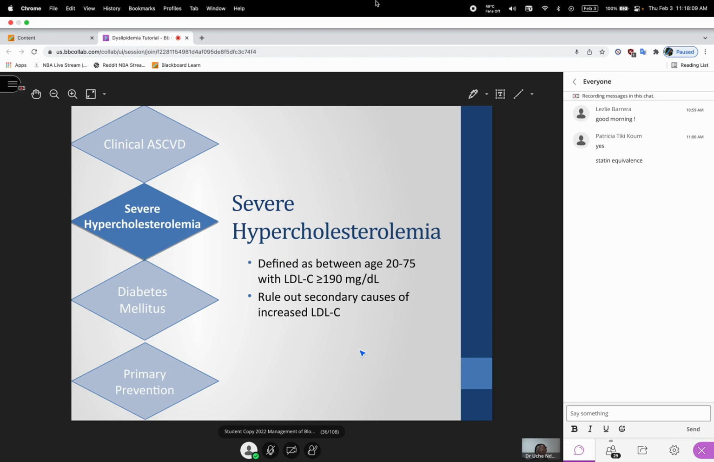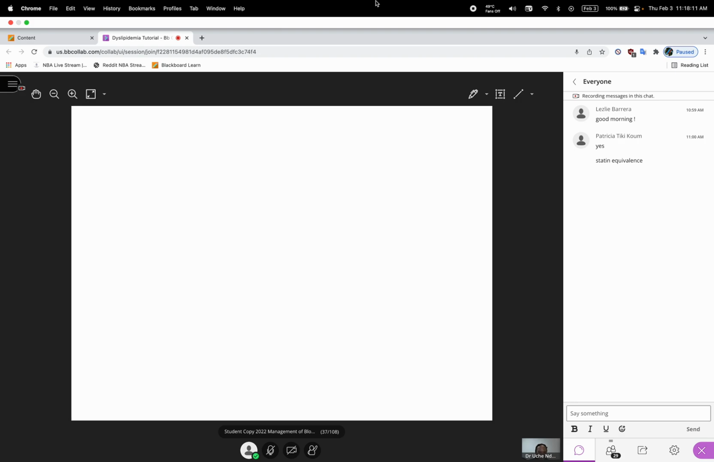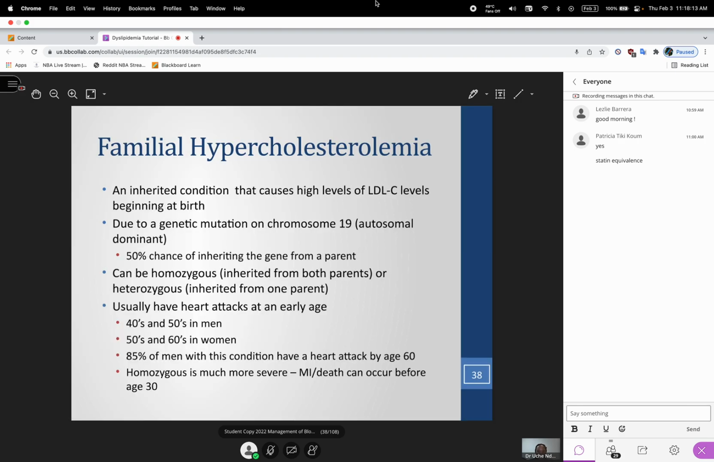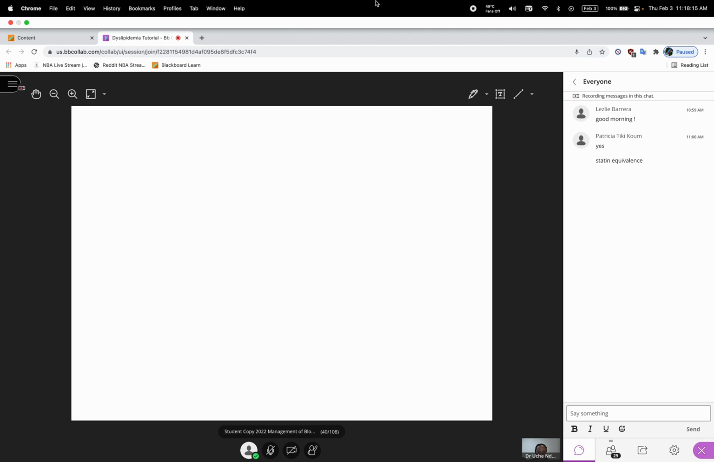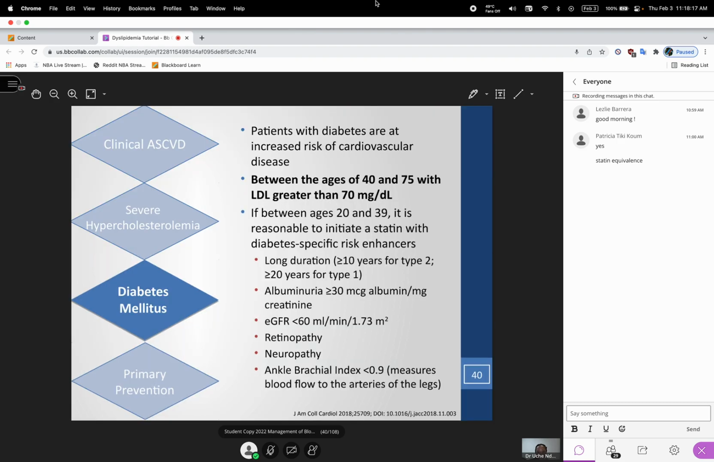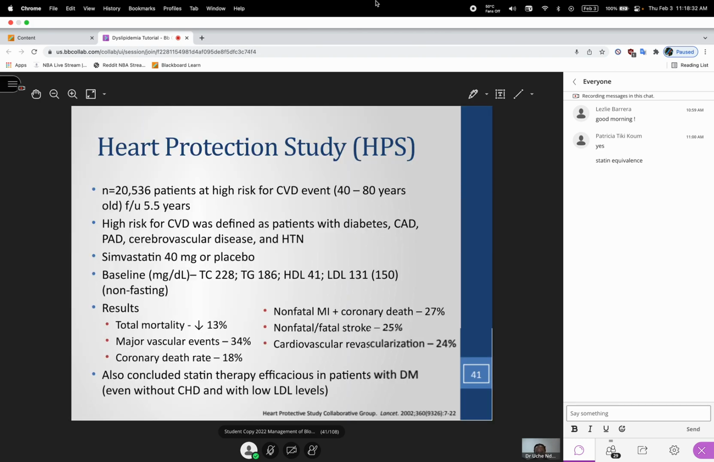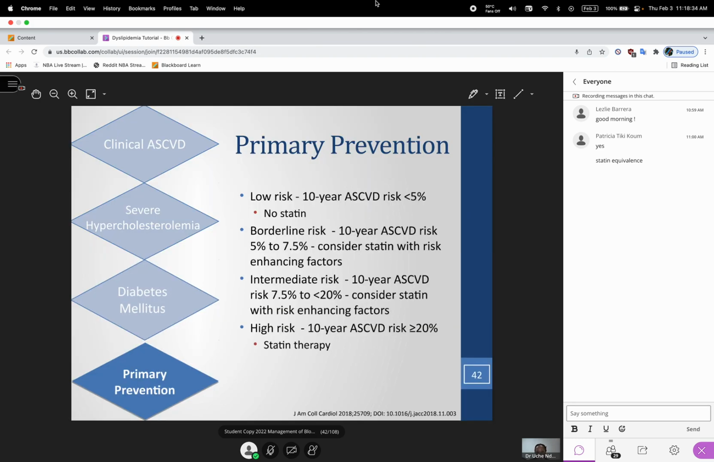For hypercholesterolemia, they need to be at least age 20, okay? And then diabetes need to be at least age 40, or between 40 and 75, and their LDL has to be greater than 70. So if they happen to have diabetes and they are within age 40 to 75, but for whatever reason they have a super low LDL on their own, they're good. But if it's greater than 70, we want to treat them.